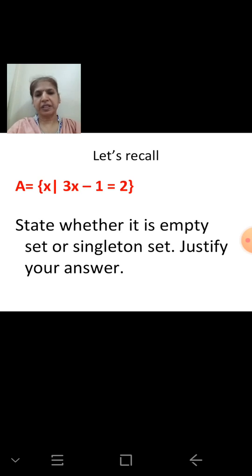Solve the equation. When you solve the equation 3x minus 1 is equal to 2, the negative 1 will go to the other side of the equality, so it will become plus 1. 3x is equal to 3. Therefore x is equal to 1. It means when we write this set A in listing method, set A is equal to {1}. So now you have to state whether it is an empty set or a singleton set. It is a singleton set, as it has a single element in it.